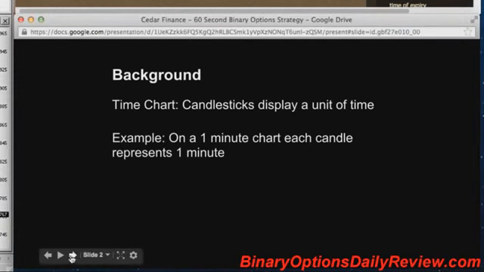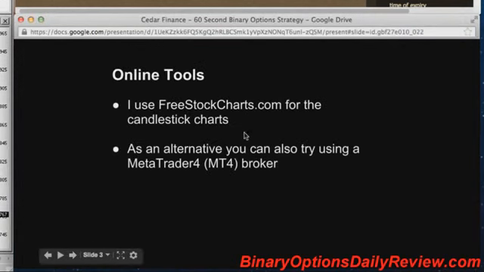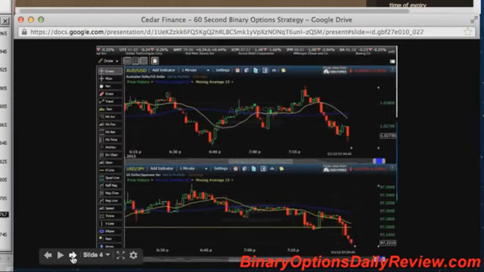Okay, so continuing with my slide. I've just gone through the online tools. You can also use free stockcharts.com or MetaTrader. MetaTrader is probably a lot nicer. It's a downloadable application, whereas free stockcharts just streams live in the web browser. This slide is basically showing you what I just went through. This is actually a free stockcharts.com screenshot. So we'll continue to the next slide.